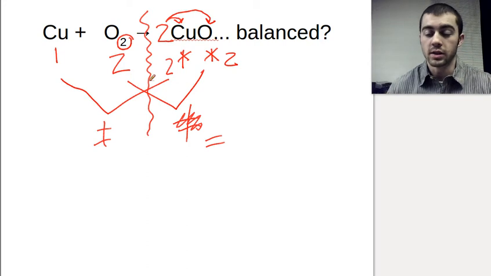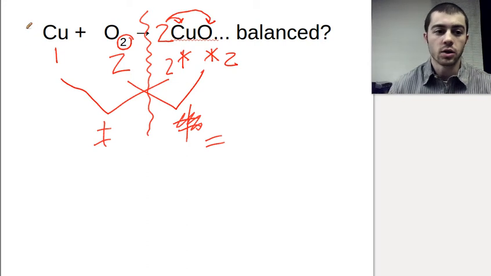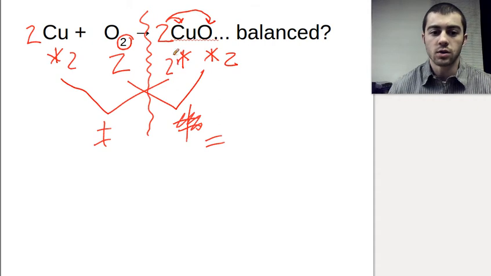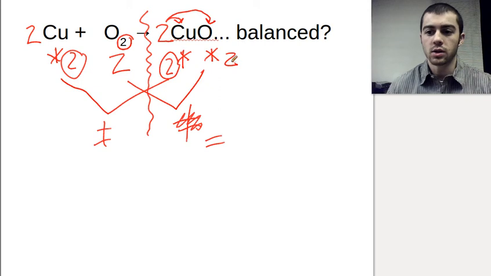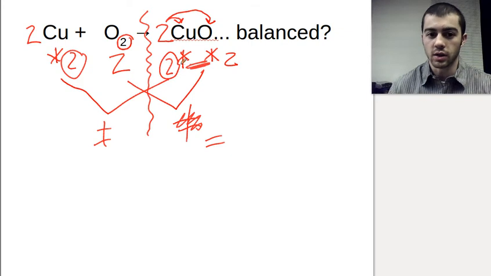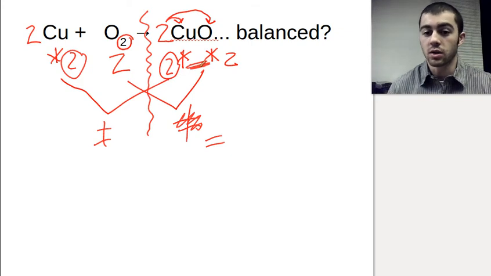So the way we can fix that, we need to just add another coefficient here. We can put a 2, and now the copper has 2 on the left and 2 on the right. So 2 coppers, 2 coppers, 2 oxygens, 2 oxygens. This equation is now balanced because both of the elements have the same number on the left and the right side. It just so happens that there's 2 oxygens and 2 coppers. These two numbers do not have to be the same. Oxygen only has to equal oxygen. It does not also have to equal copper. That's just a coincidence in this case.